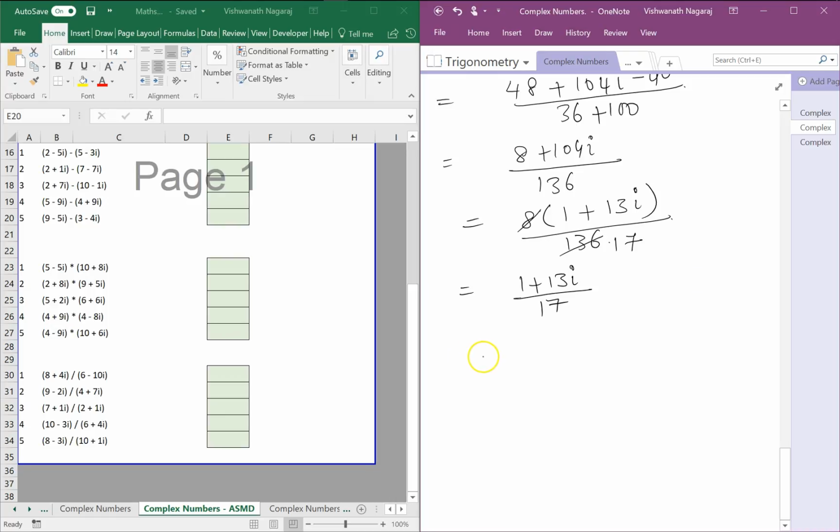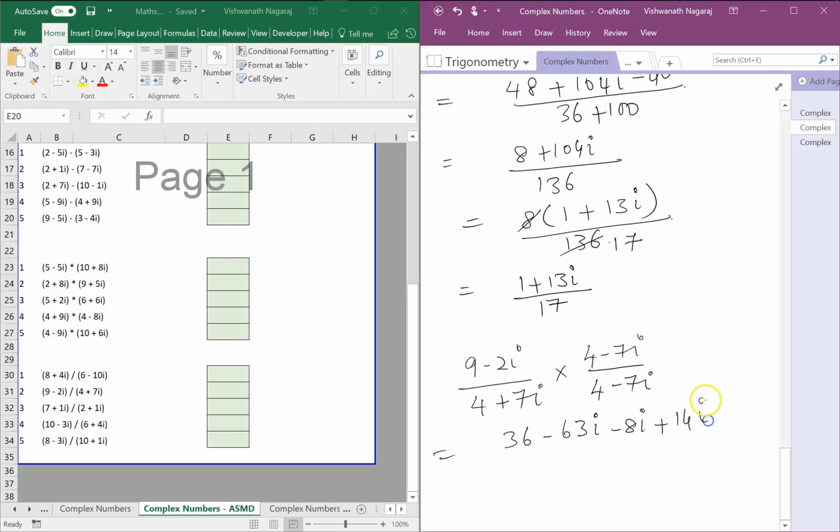Okay, let's do another one. 9 minus 2i by 4 plus 7i. Again 4 minus 7i by 4 minus 7i. So 9 minus 2i, or we can directly do the multiplication. 9 4s are 36 minus 9 7s are 63i minus 8i plus 14i square divided by 4 square minus 7i square.